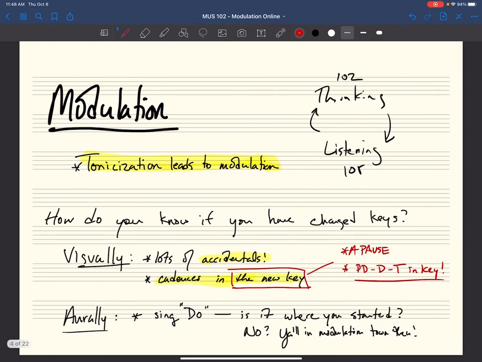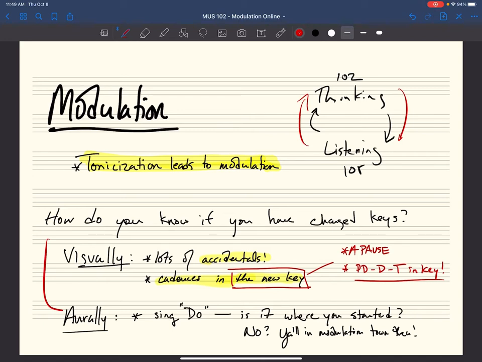Well, modulation is a product of tonicization. Tonicization, in fact, leads to modulation. And this is the idea where we're going to have to think about this loop, right? Because it's easy to say that to you as like, well, tonicization, right? It's going to lead to modulation. And it does. And you can look at this sort of visually, right? And think, how do I know if it changed keys? How do I know if it's a tonicization, right?